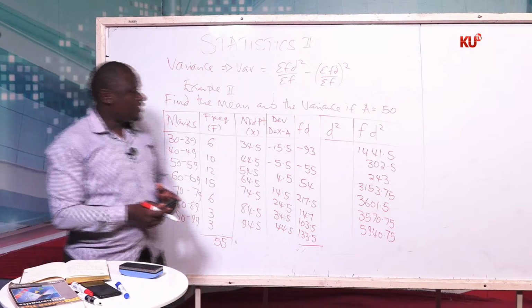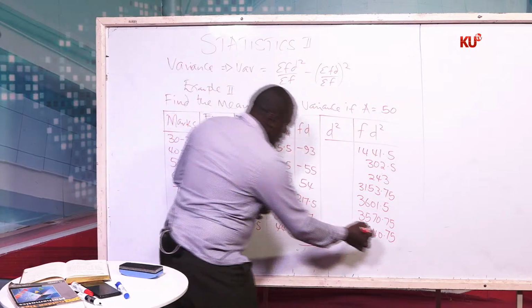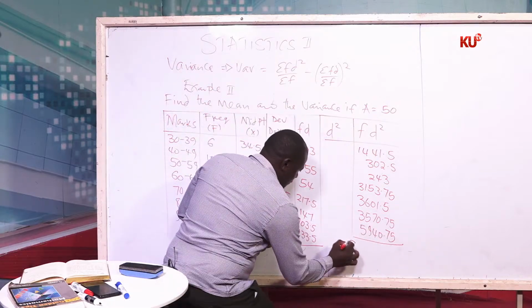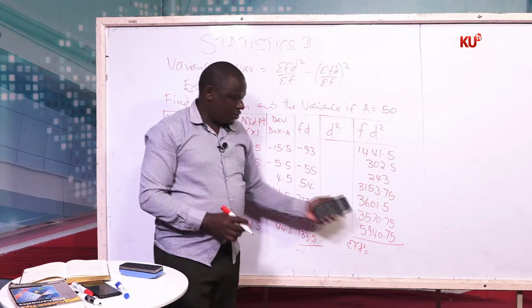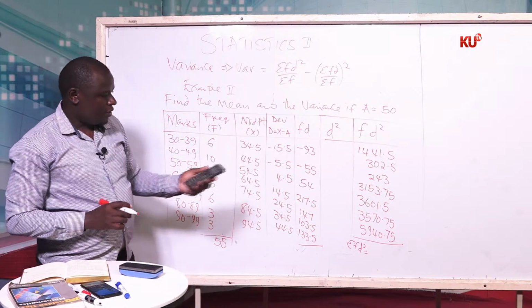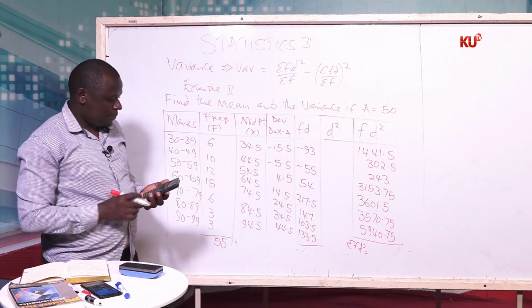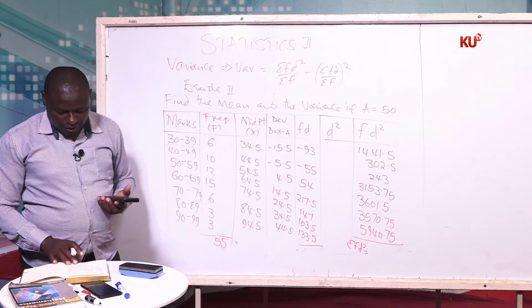5940.75. This is the last column, the column of FD squared. Now I want the sum of FD squared. We add all these values and bring the sum down here. Let's add those values and get the sum down there.